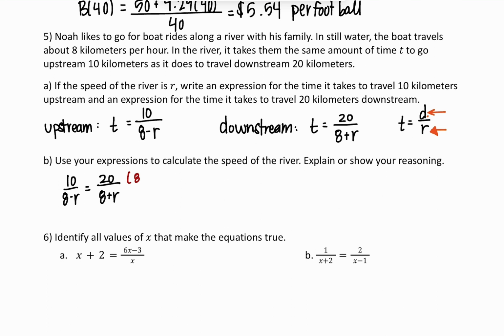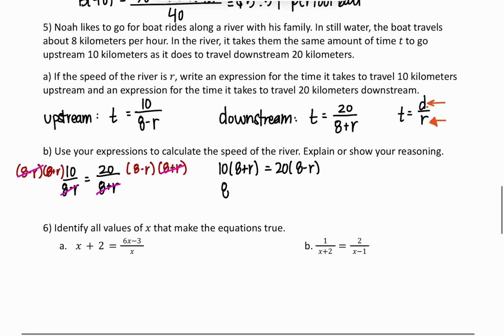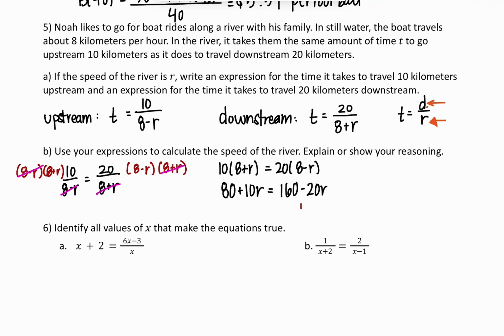And on both sides, we're going to multiply by 8 minus r and 8 plus r, so that we have some factors cancel. Now we have 10 times 8 plus r equals 20 times 8 minus r. Distribute that so that we can get 80 plus 10r is equal to 160 minus 20r. And just continue solving from there.